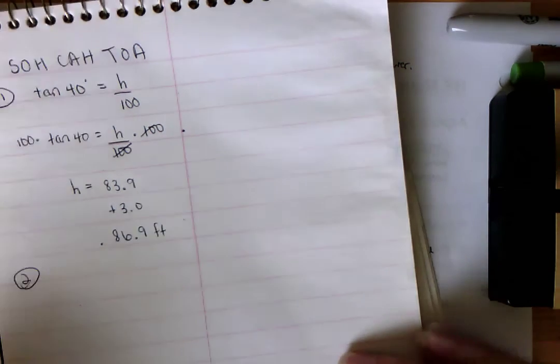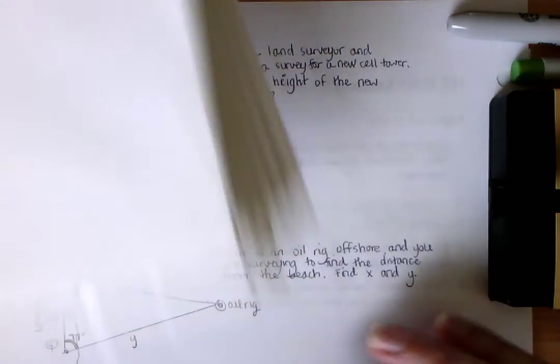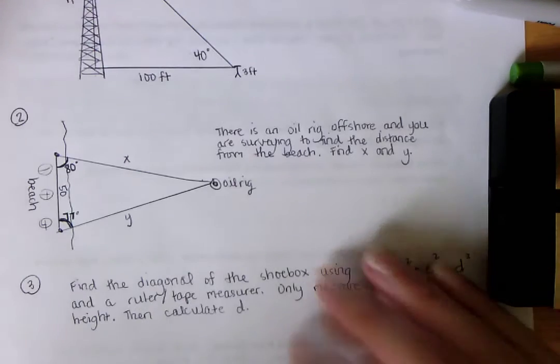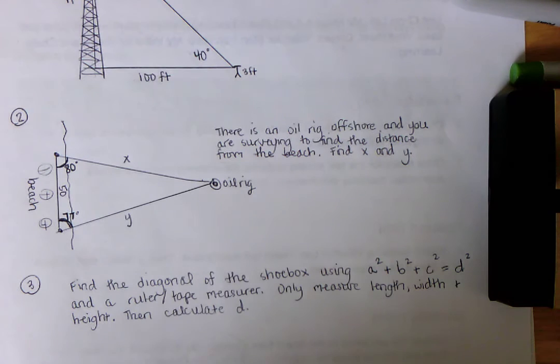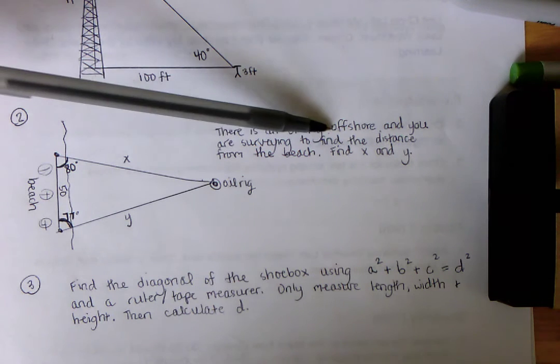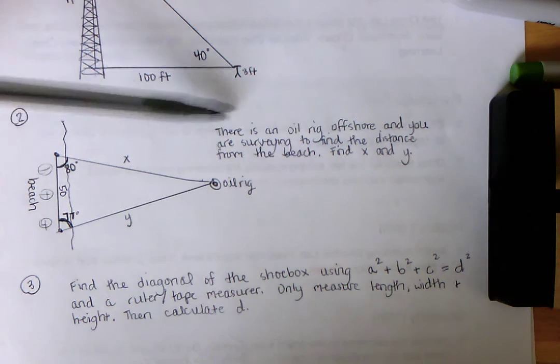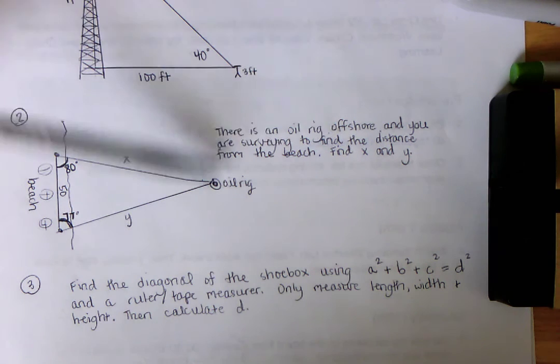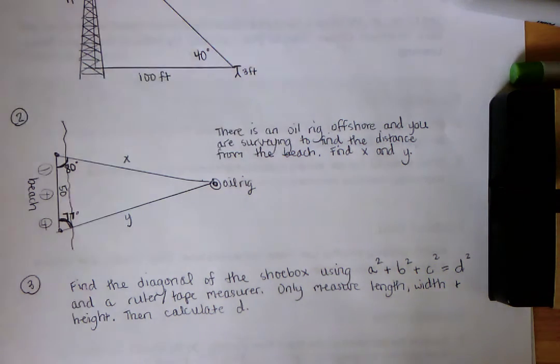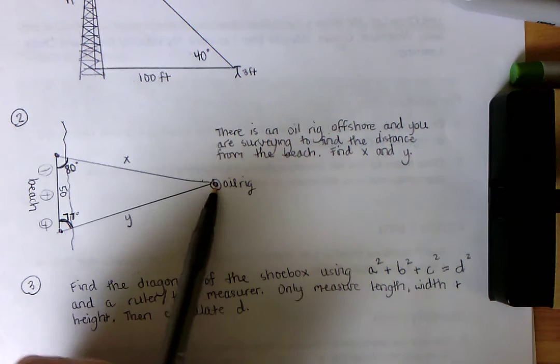All right, number 2. Now, we have a slightly different problem. He also put this one on the board. There's an oil rig offshore. So you're looking off from the beach here. The little umbrellas or something. So we're looking off from the beach, and we're surveying to find the distance of the oil rig from the beach.